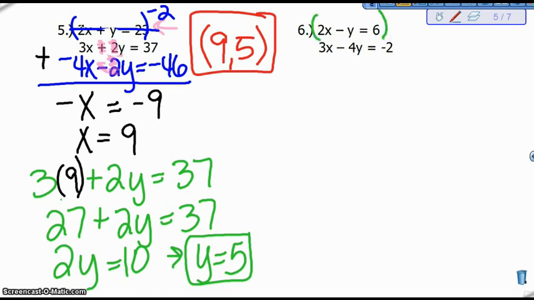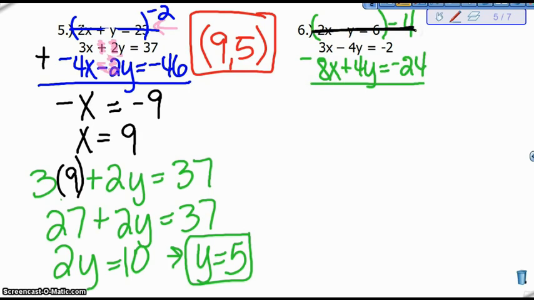So I'll get you started, because in order to transform this first one, I need to go ahead and multiply it by a -4, because not only do I want it to have a 4 in front of it, but I also want that y to turn positive. So when I multiply that whole equation by -4, it turns into -8x plus 4y is equal to -24. Now, those two equations are the two that I want to add together.